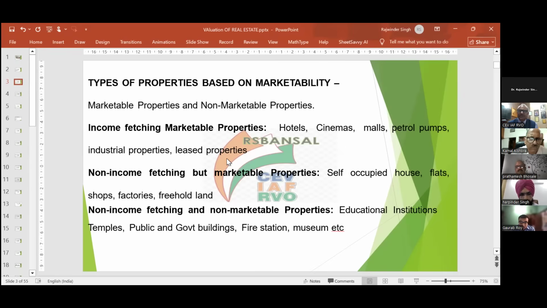देखिए, सेल्फ ऑक्यूपाइड हाउस, अगर आपने कोई हाउस लिया है और खुद उसमें रह रहे हैं, that will be a non-income fetching property. सेल्फ owned फैक्ट्री, सेल्फ owned शॉप, सेल्फ owned लैंड, अगर आप अपने पर्पस के लिए ले रहे हैं फॉर योर ओन एंजॉयमेंट एंड यूटिलिटी, then it will be non-income fetching, but it is a marketable property. मार्केटेबल प्रॉपर्टी होगी तो अगर वो फैक्ट्री इनकम कर रही है तो उसको कैसे वैल्यू करेंगे? दैट इज डिफरेंट इशू. That is a different issue. But sir, some comparable rent will be there. We will discuss everything in the forthcoming slides.